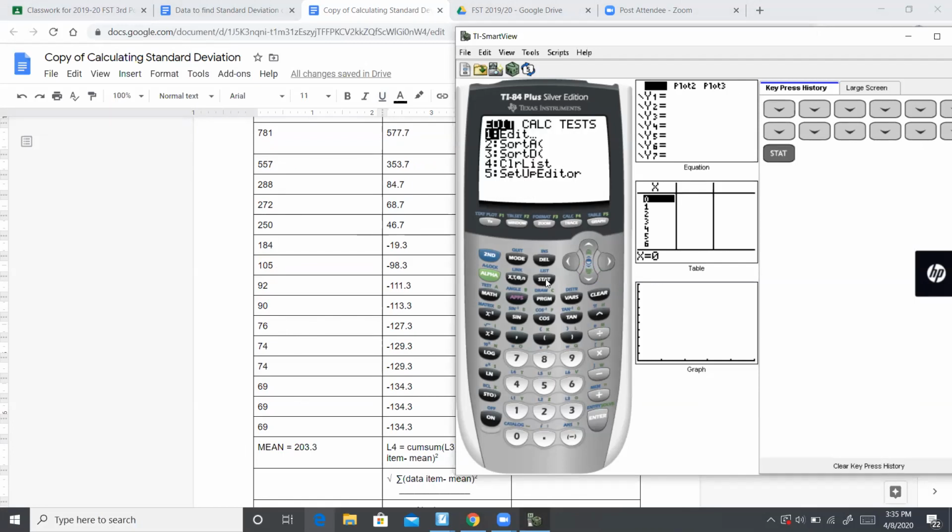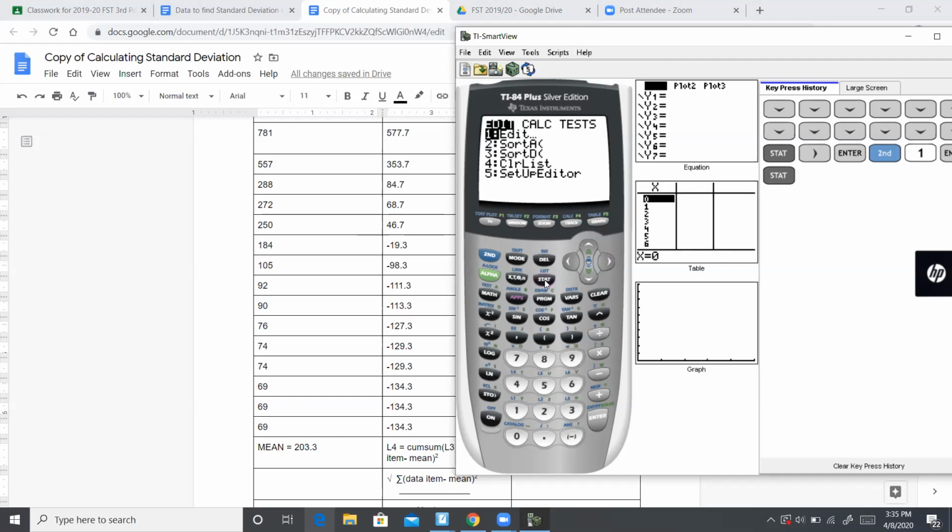Then we're going to go to Stat, Calculate. You're going to see One-Variable Stats. We're going to press Enter, and then we're going to tell it that we want it to look at L1, so second one. Press Enter, and this x with the bar on the top stands for the mean. So that number goes right here. I did 203.3.